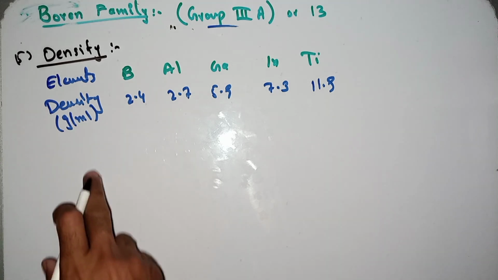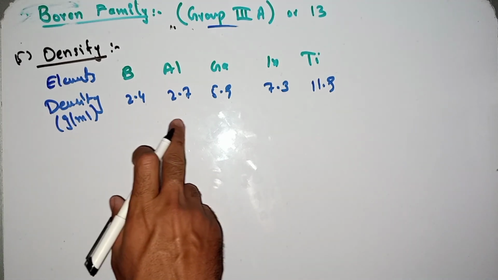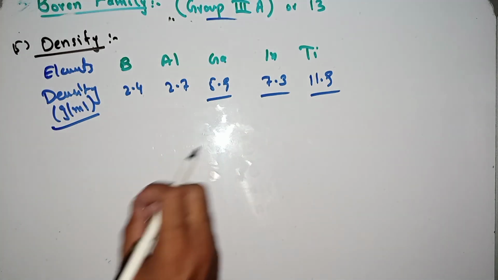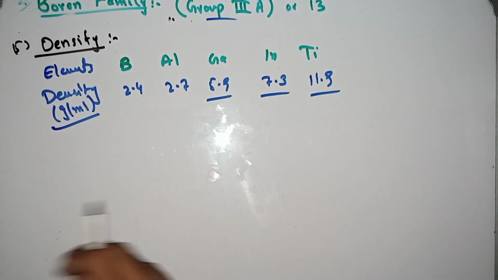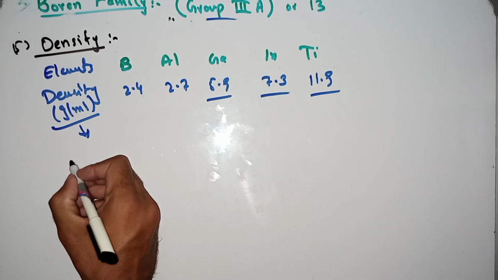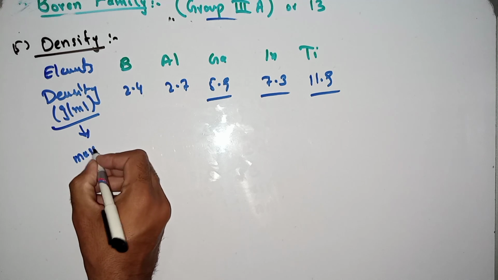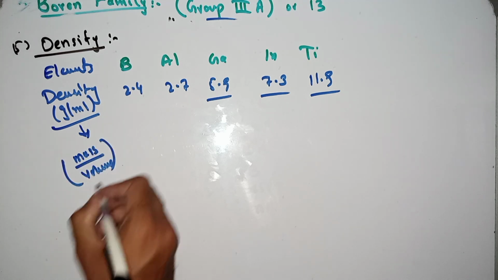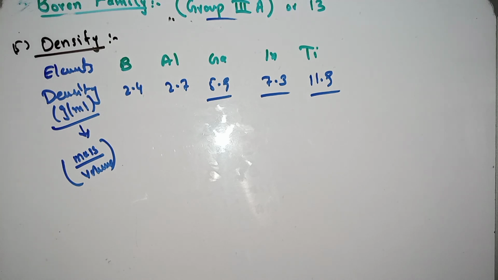It also means that the density of group 3 elements increases from top to bottom in the periodic table. Density is defined as mass per unit volume. The ratio of mass and volume is called density.